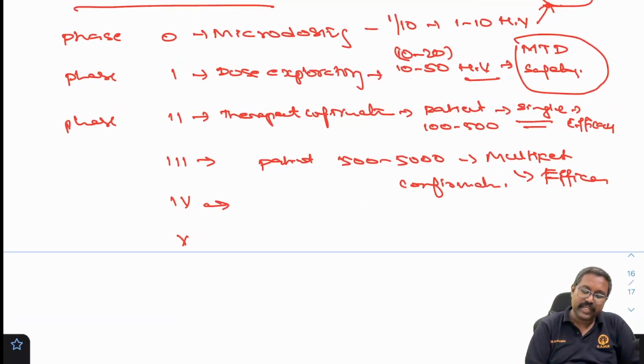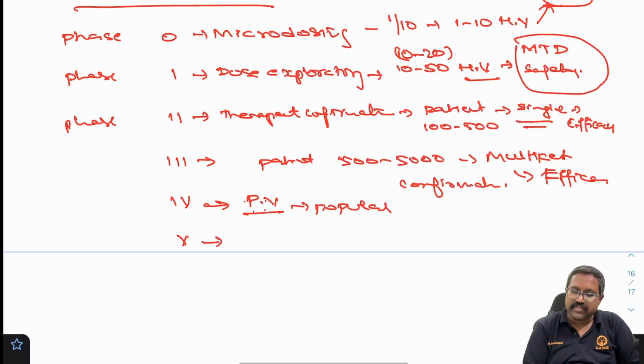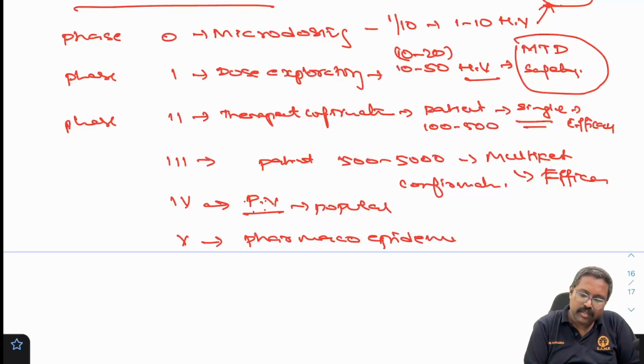Phase 4 will be your pharmacovigilance. It will be done in the whole population. Phase 5 is called the pharmacoepidemiological study based on the human response.